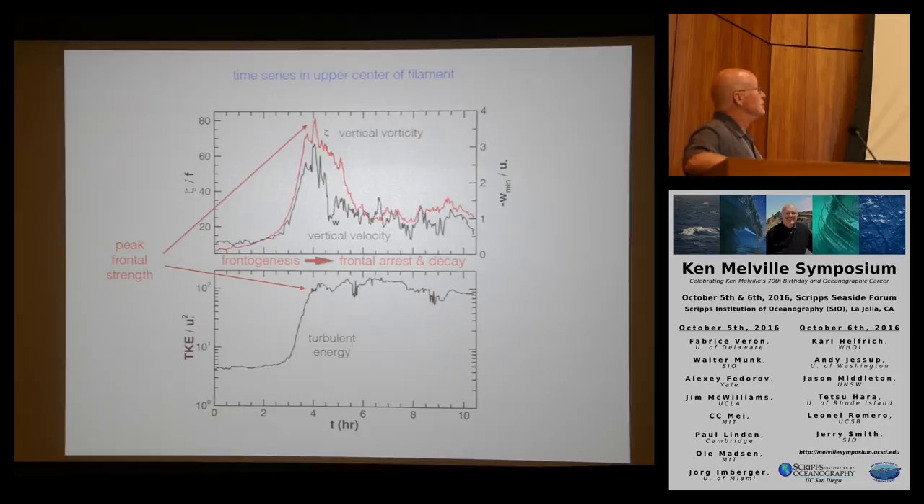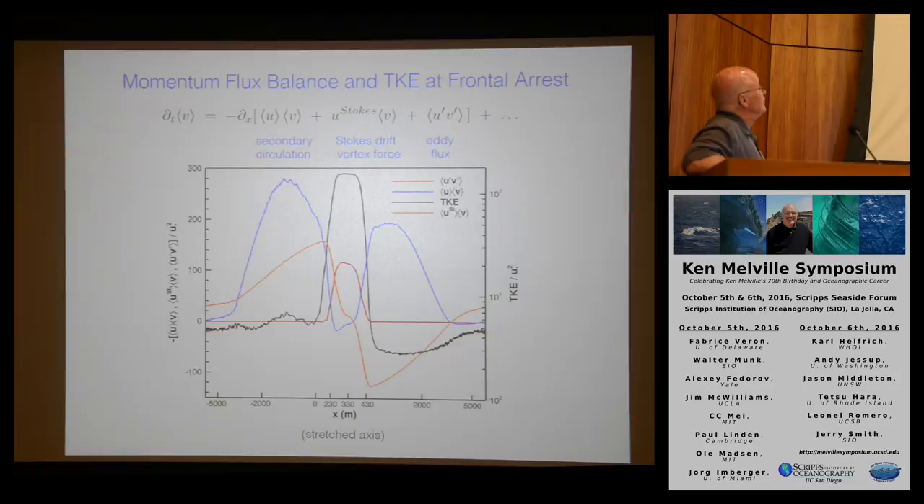If you look at the momentum flux balance at the time of peak frontogenesis from arrest, then there are these three colored curves that are the three components of momentum flux in the top. And the blue curve is the secondary circulation, turbulent thermal wind, that is the frontogenetic agent, the primary frontogenetic agent. The red curve is the cross-frontal momentum flux that at this time has grown to the point where its gradient is strong enough to balance the secondary circulation from genesis.